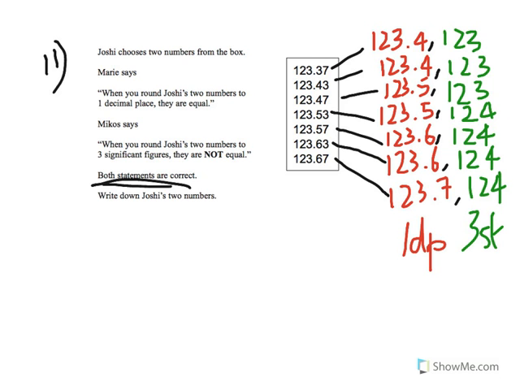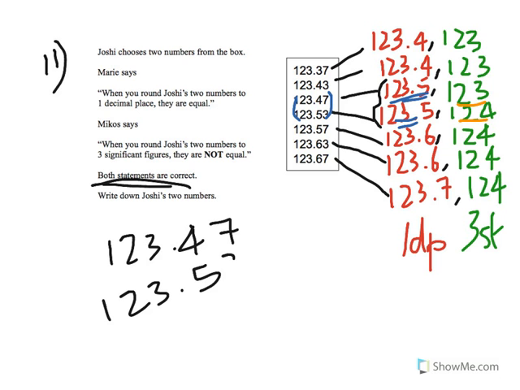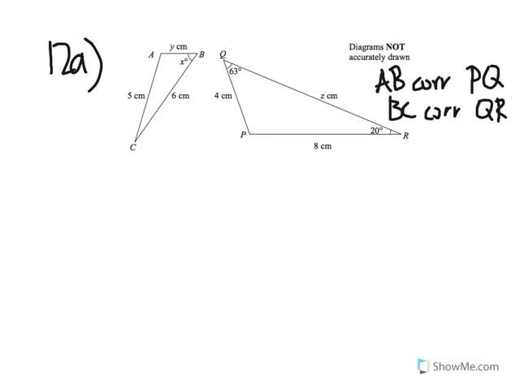So all you got to do is figure out when the 2 numbers in one decimal place are equal and their 3 significant figures aren't. If you look at them, it's these 2 numbers over here, which correspond to these 2 numbers right here. Their one decimal places are the same, but their 3 significant figures aren't. So that means that Joshi's two numbers are 123.47 and 123.53.